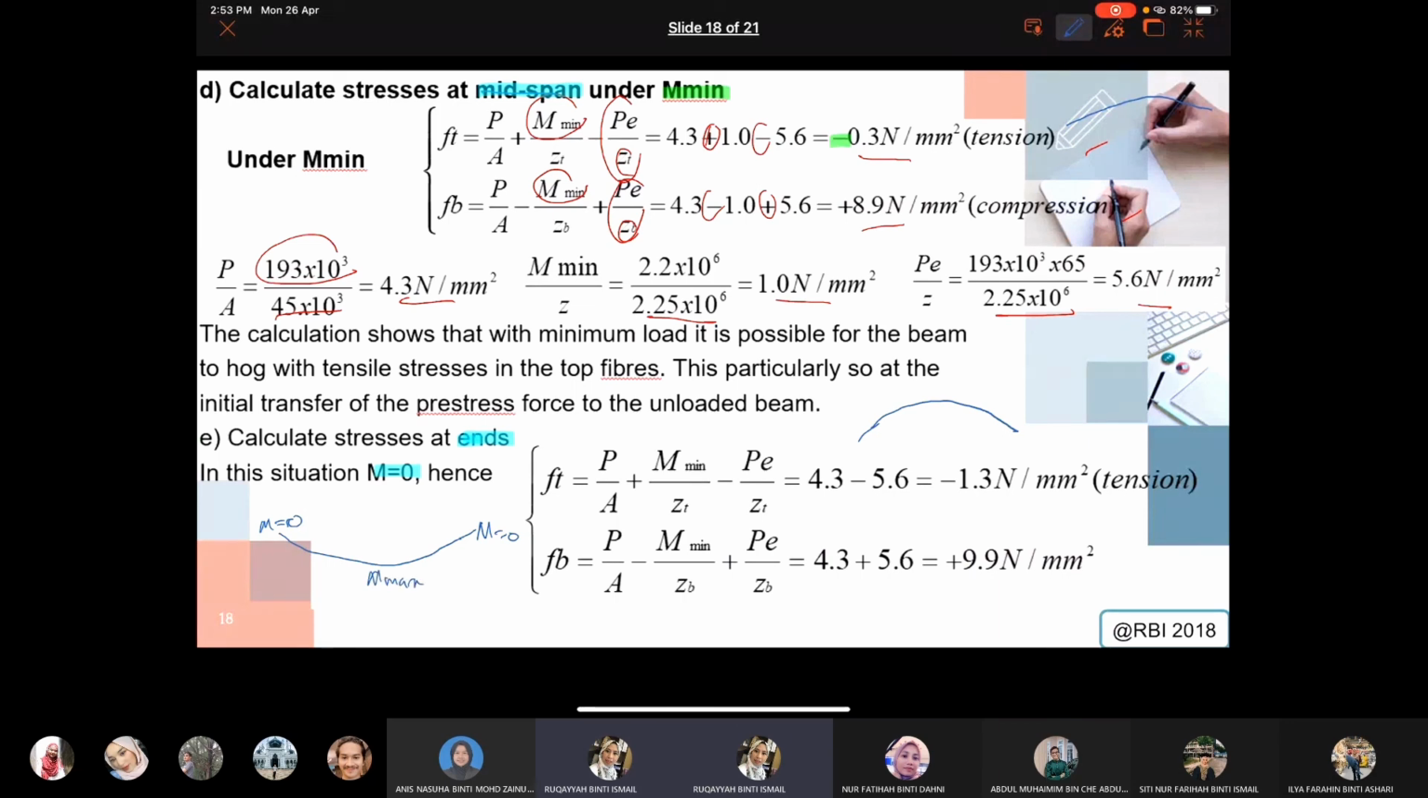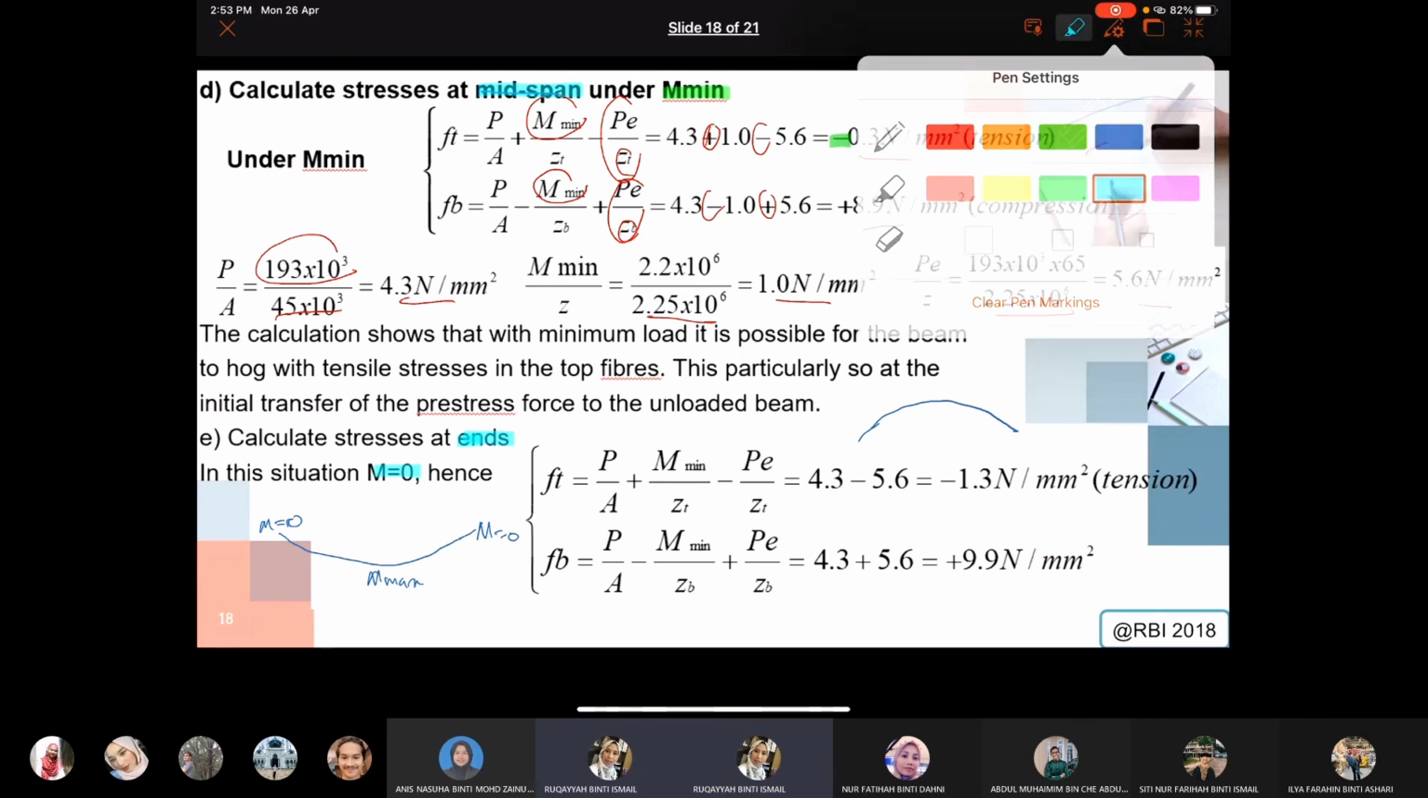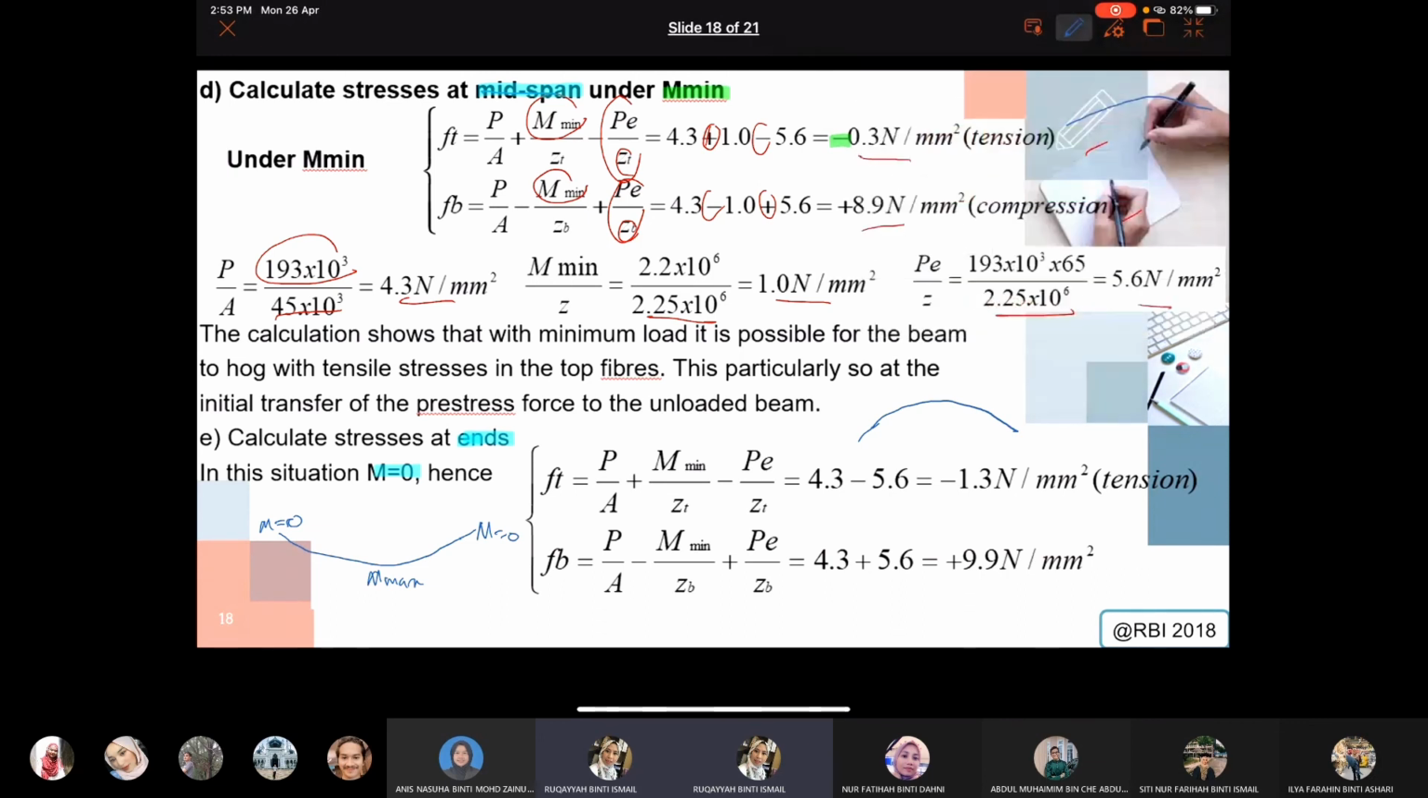I think you guys are familiar with the behavior. So in the case when you have M equal to 0, these values will all equal 0. So then you will end up with only two values, and I give you minus 1.3 and also 9.9. Okay, so that will be your stress at the end of your beam.